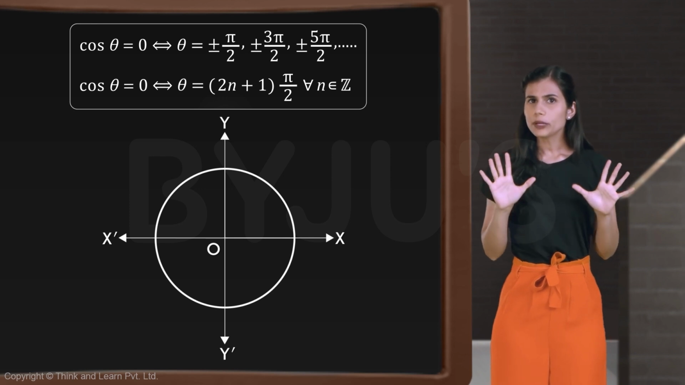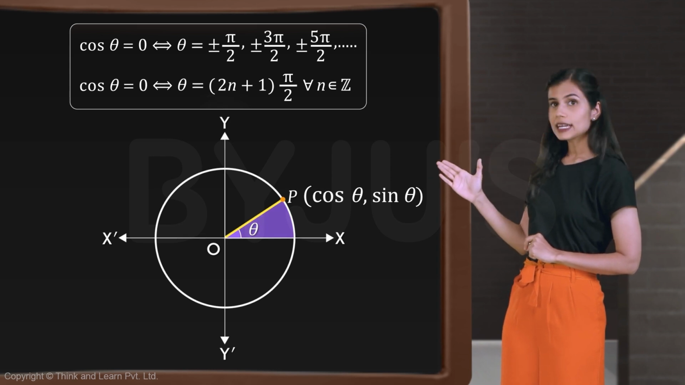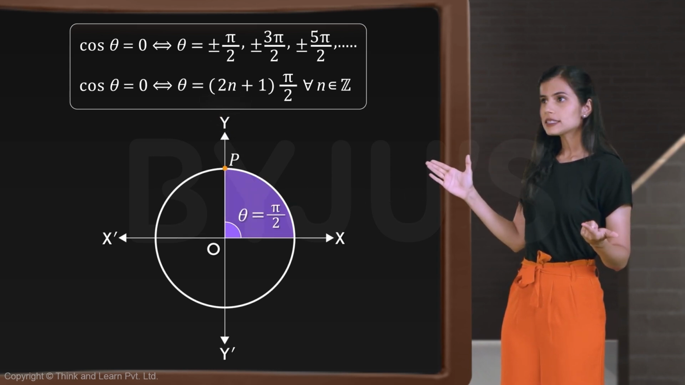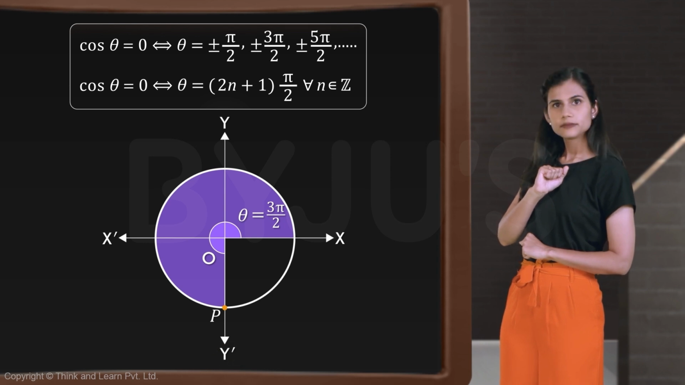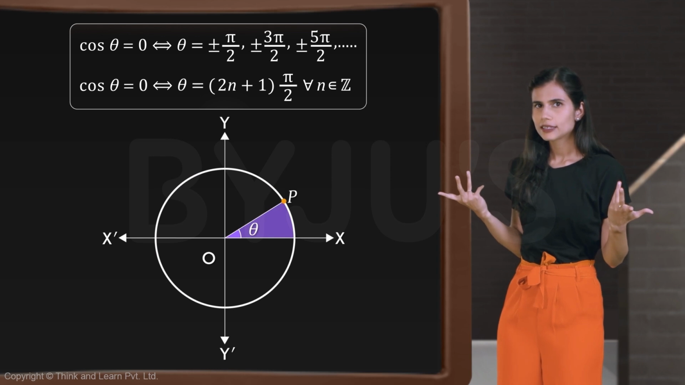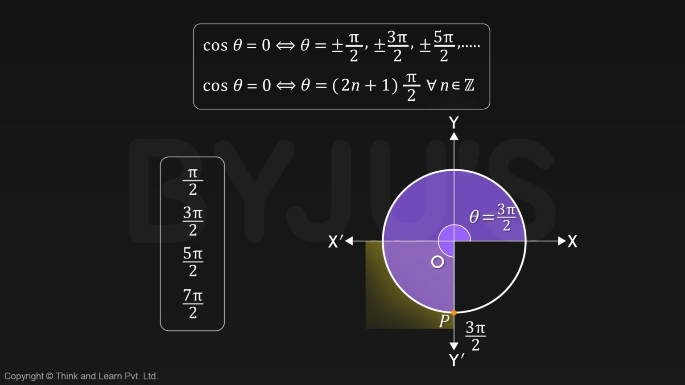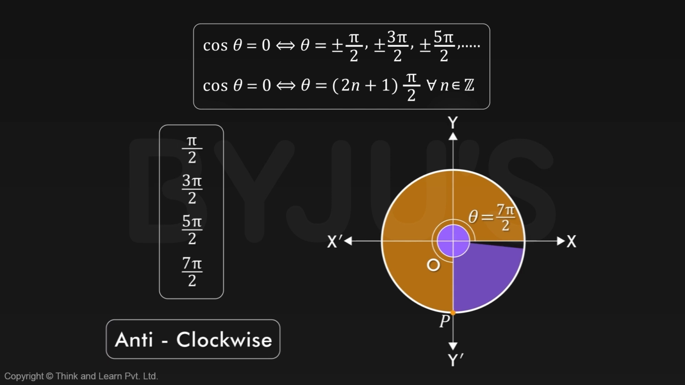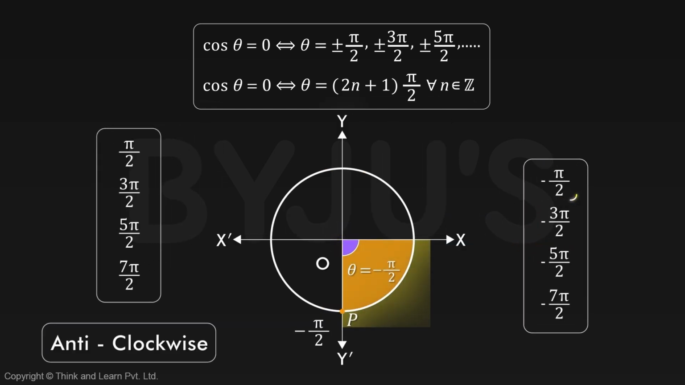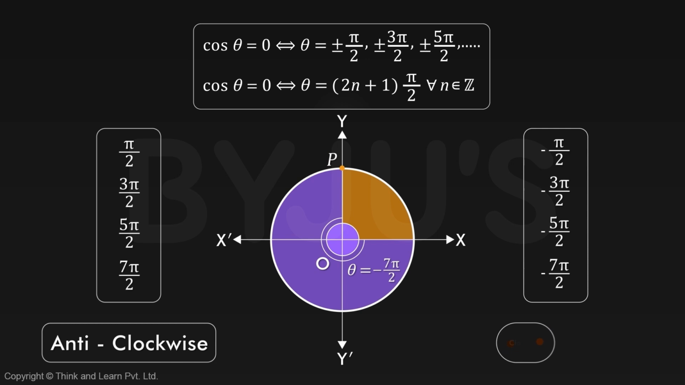In fact, you can visualize this even more easily on a unit circle. See, cos theta will be 0 only when the terminal ray of theta coincides either with the positive y-axis or with the negative y-axis. Isn't it? And this corresponds to what all angles? Yes, pi by 2, 3 pi by 2, 5 pi by 2, 7 pi by 2, and so on in the anti-clockwise sense, obviously, and minus pi by 2, minus 3 pi by 2, minus 5 pi by 2, minus 7 pi by 2, and so on in the clockwise sense.